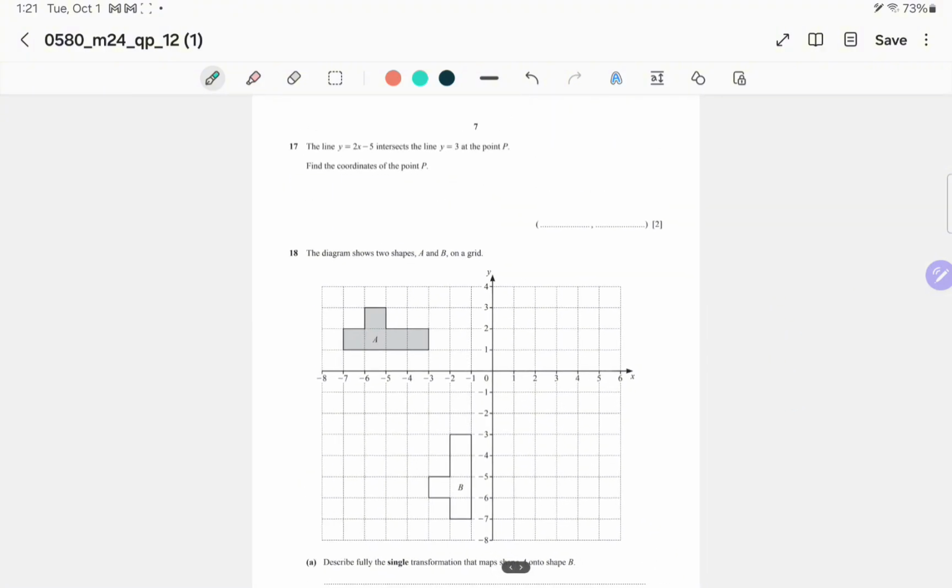It's the 17th question. y is equal to 2x minus 5 intersects the line y is equal to 3 at a point P. Find the coordinates of the point P. Okay, so how will you find the coordinates of P? How will you find out?